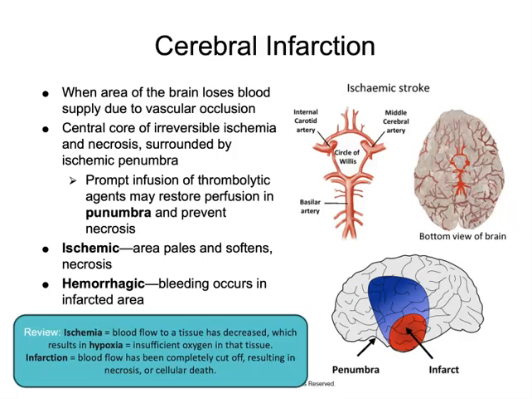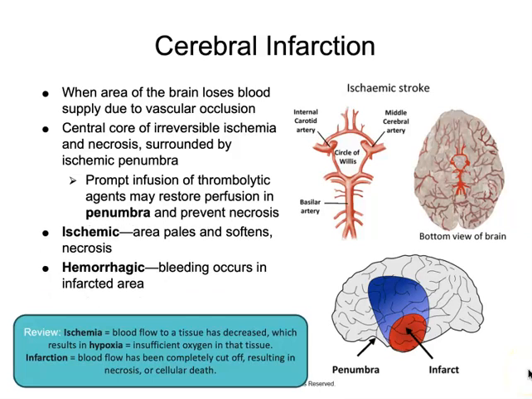As we mentioned before, we can have a cerebral infarction when an area of the brain loses blood supply due to vascular occlusion, depriving the brain of oxygen and nutrients. And this leads to a formation of a central core of irreversible ischemia and necrosis, meaning the affected brain cells are going to die. However, the surrounding area of this core is the ischemic penumbra, which is an area of cells that are still at risk but potentially salvageable.